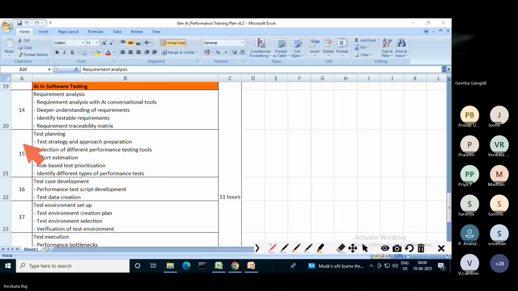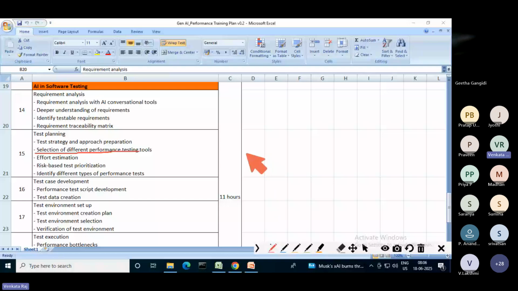Test planning. So how to do the performance testing of that particular application? What is your strategy going to be? What is your approach going to be? That preparation you can do with the help of AI as well. Selection of different performance testing tools: which performance testing tool should you use to test those non-functional requirements for your particular application? You can discuss that, or you can get those answers from AI as well.